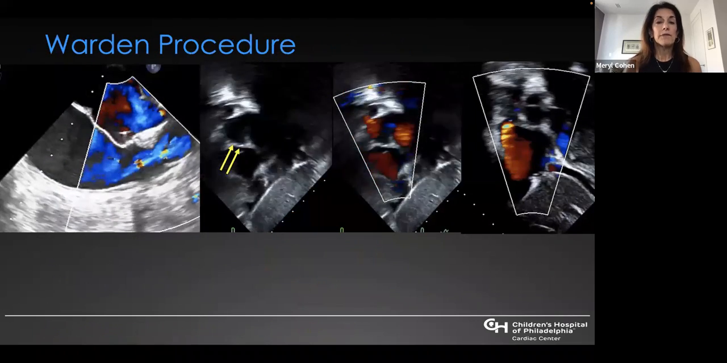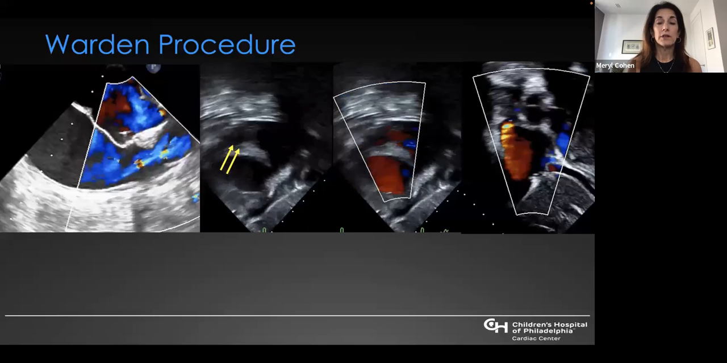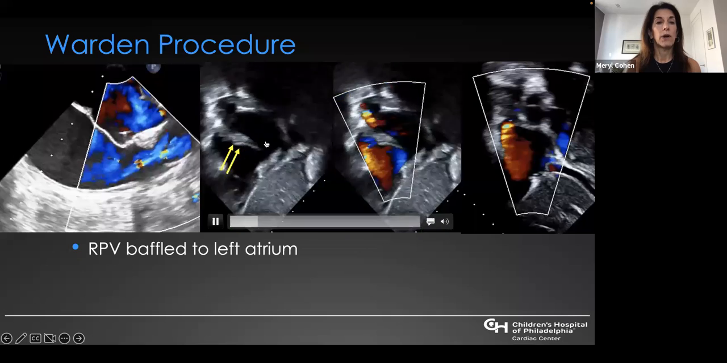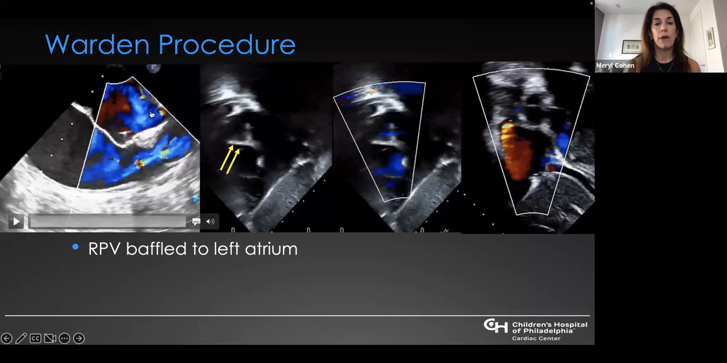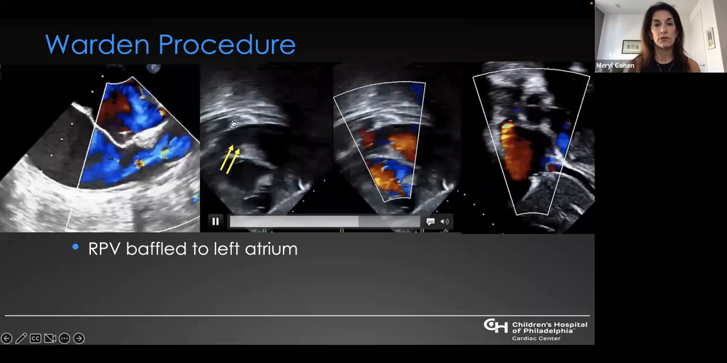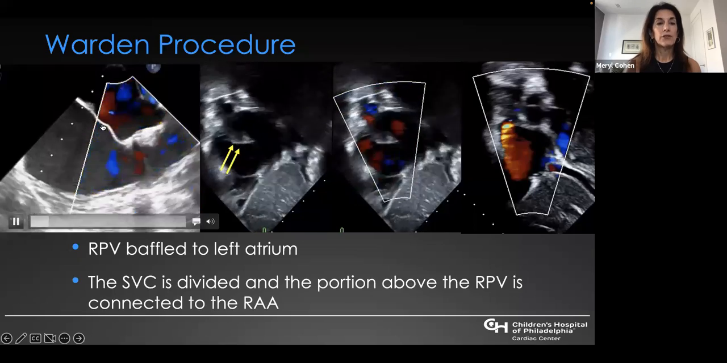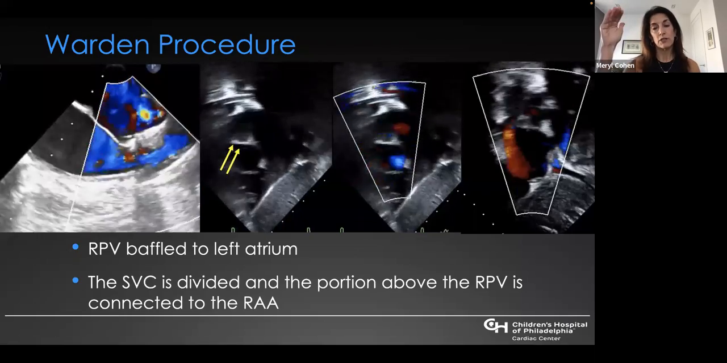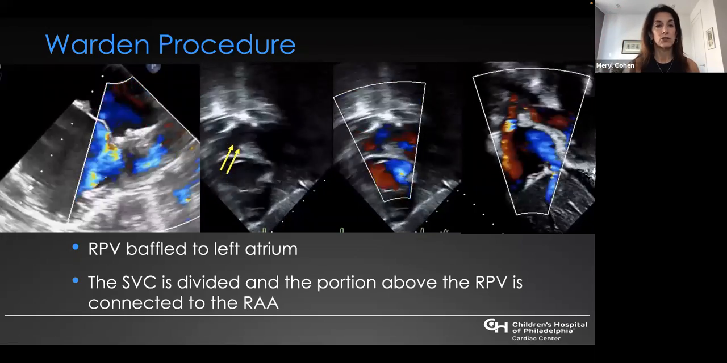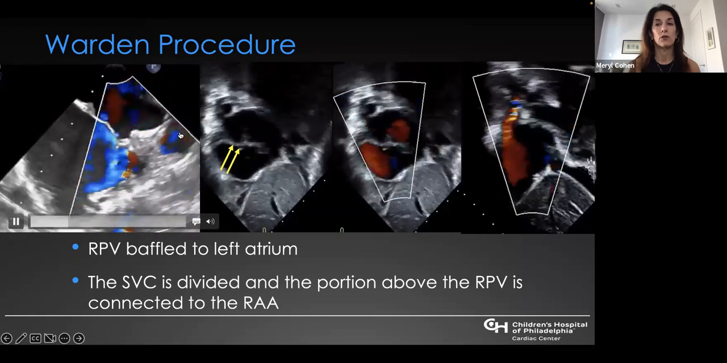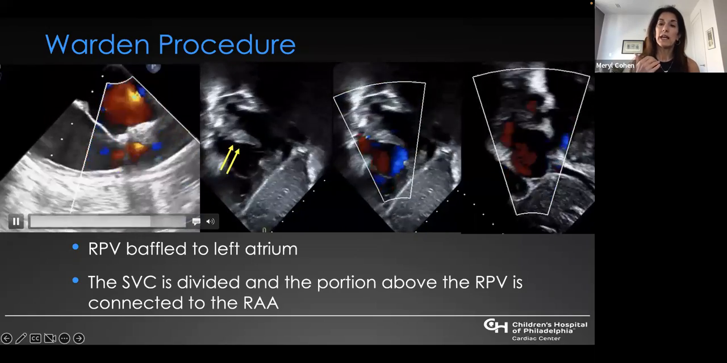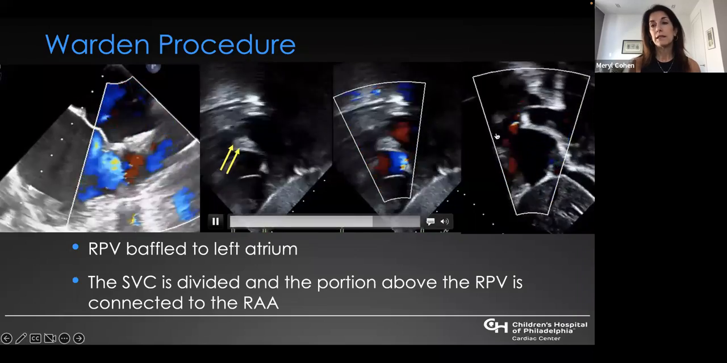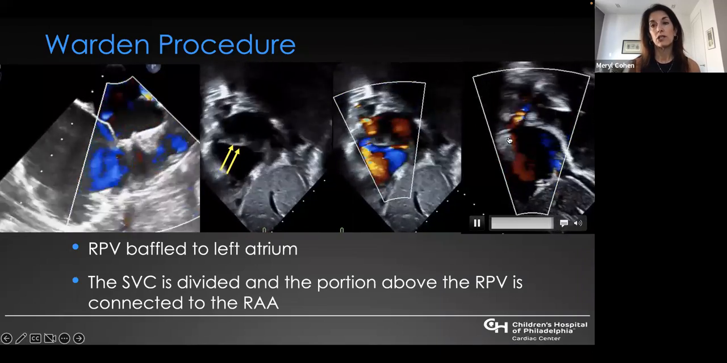If the right pulmonary veins are draining high on the superior vena cava, then the patient may require a Warden procedure, where the right pulmonary veins are baffled directly to the left atrium, as you see here. And the superior vena cava is divided, and the portion above the right pulmonary veins is connected directly to the right atrial appendage. And so the superior vena cava sits more anterior than it would in the normal heart and is particularly at risk for obstruction after that procedure.